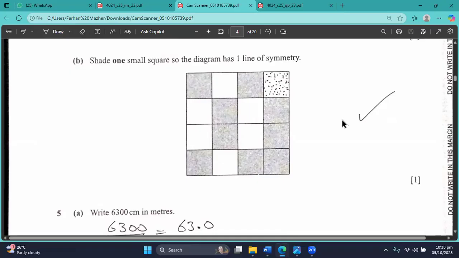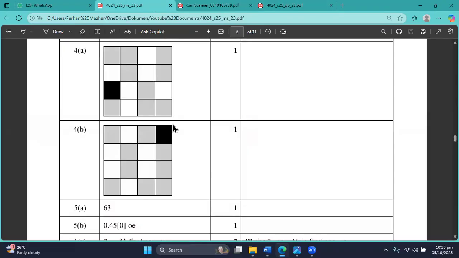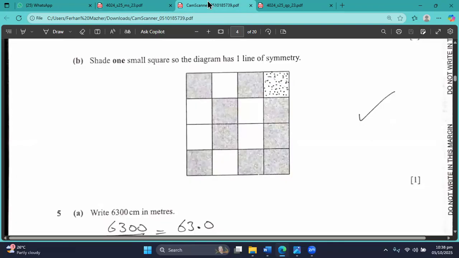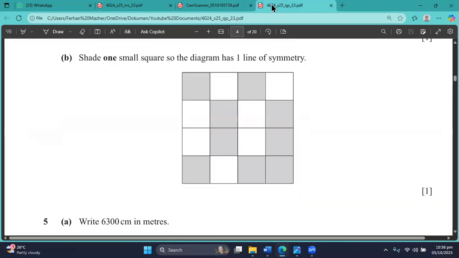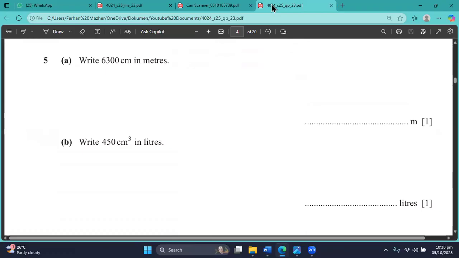Okay. So what we will do, let me show you the marking scheme. Yeah, here you can see this one is shaded. Question number 5, and it's A part. He says, write 6300 centimeter in meters.